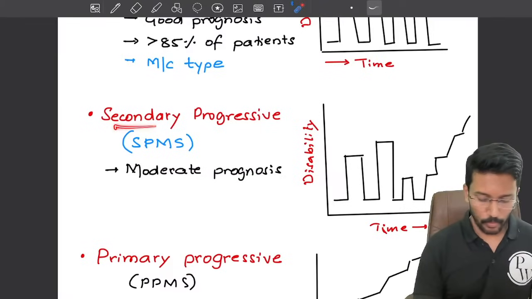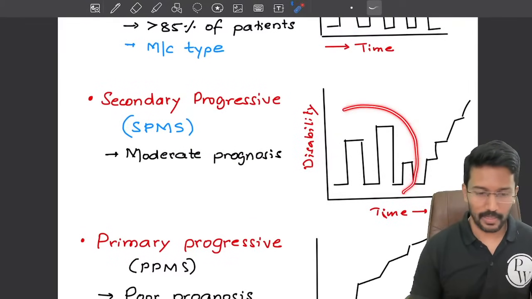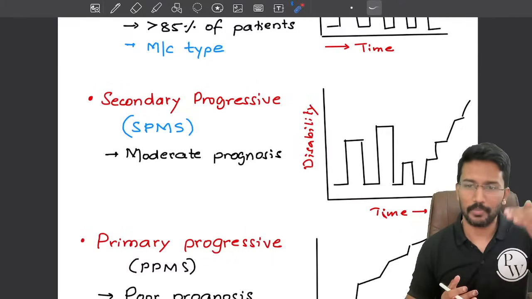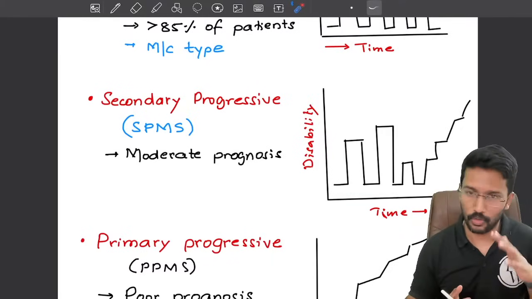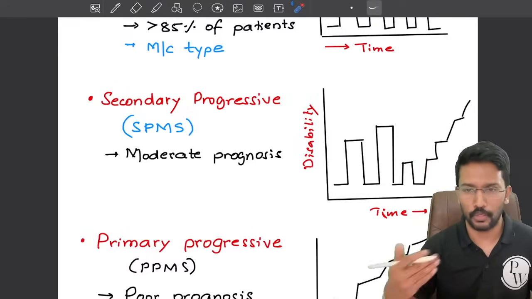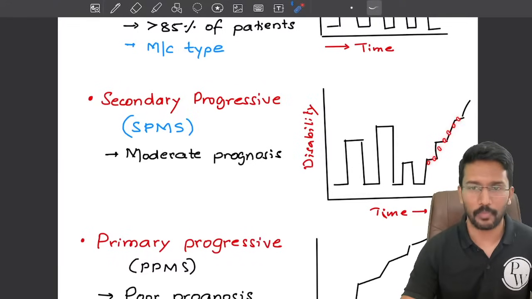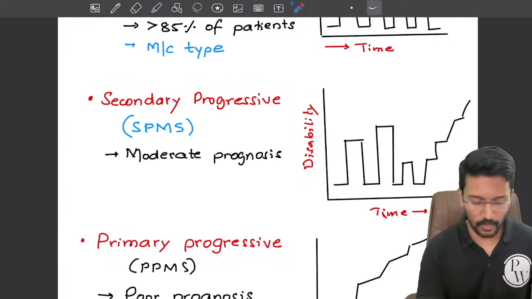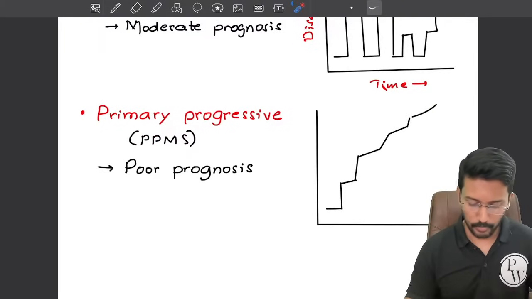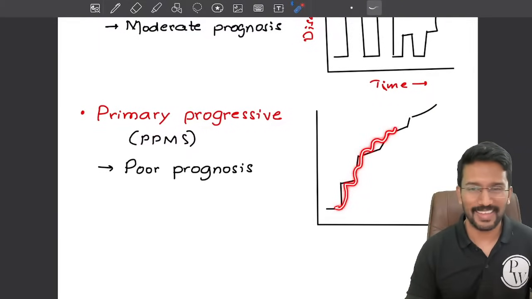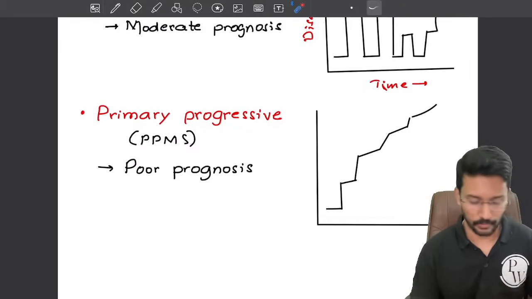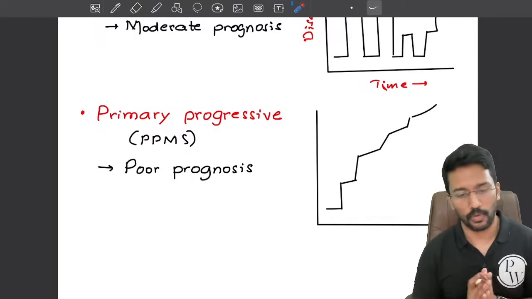In the secondary progressive, initially it behaves like relapsing and remitting. After every episode of demyelination, the patient becomes disabled, but he will make a near total or good recovery. But somewhere down the line, they fail to recover and new episodes of demyelination keep adding up to the disability. This is what we call secondary progressive. And in the primary progressive type, every episode of demyelination keeps making them more and more disabled. They don't come back to normalcy at all. We call this primary progressive.